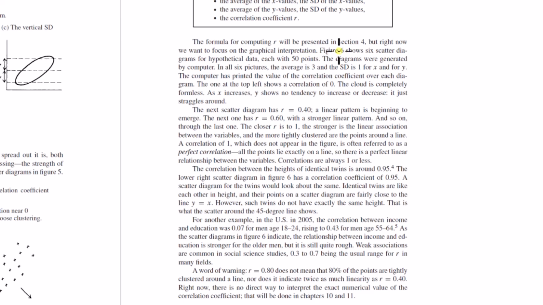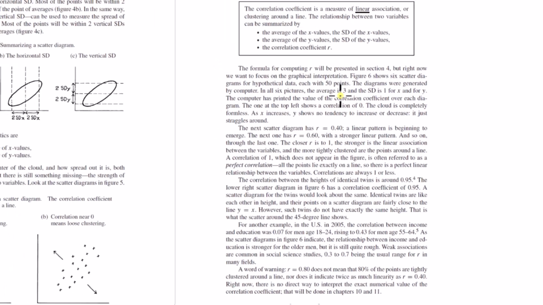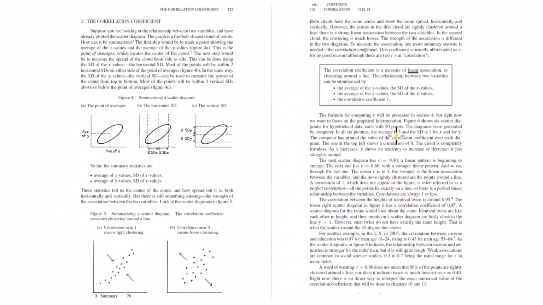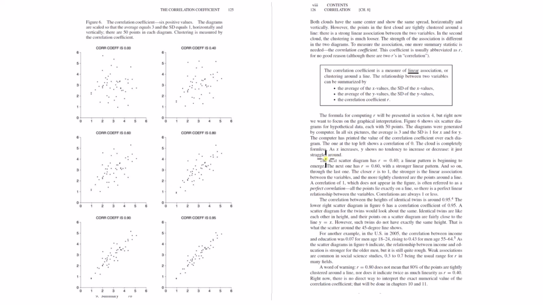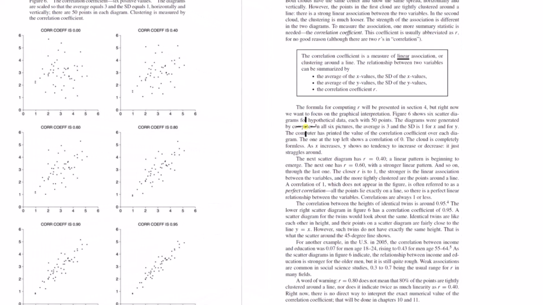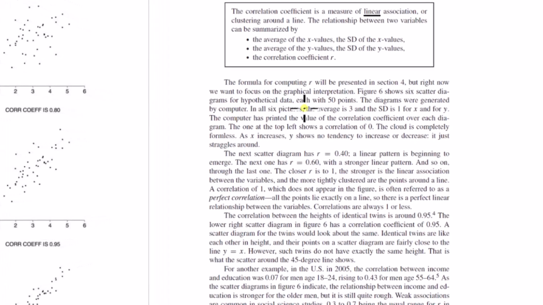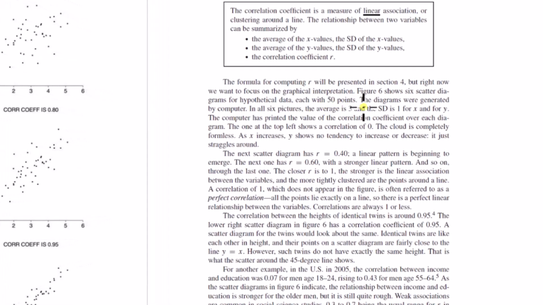Okay. The formula for computing R will be presented in section 4, but right now we want to focus on the graphical interpretation. Figure 6 shows 6 scatter diagrams for hypothetical data, each with 50 points. So I don't have to keep switching pages, let me bring figure 6 here. Okay, so here's figure 6. The diagrams were generated by computer. In all 6 pictures, the average is 3, and the standard deviation is 1 for x and y. The computer has printed the value of the correlation coefficient over each of the 6 diagrams.